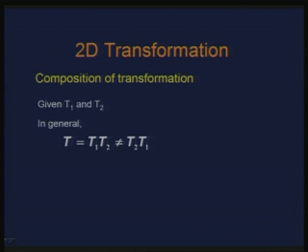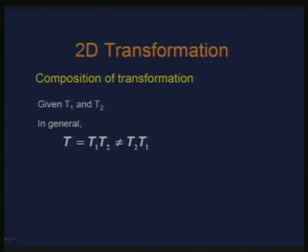Given, let us say, a transformation T1 and another transformation T2, in general I do not have the law of commutativity. It does not hold for matrix multiplication, they are not commutative. So T1 T2 is not equal to T2 T1. But in certain cases it would hold.